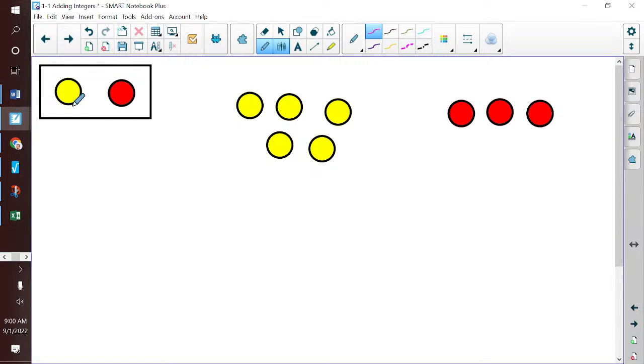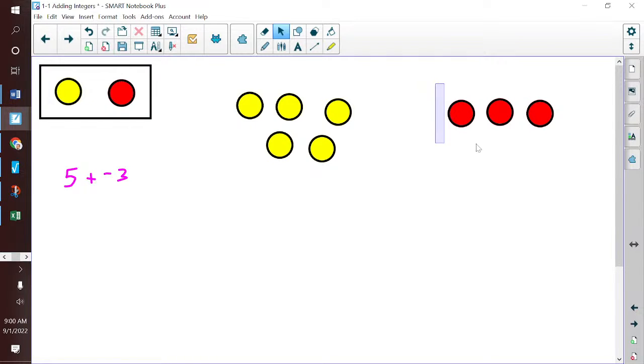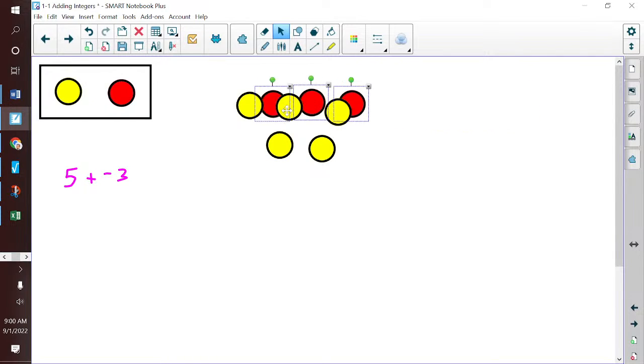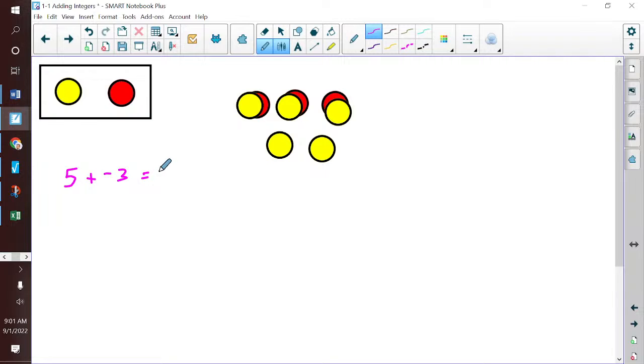Let's take a look at the next one. So this time around, we have +5 plus -3. So if we take these three right here and pair them up with those three right there, those all disappear, and our answer is +2. So we had different signs. We had a +2.